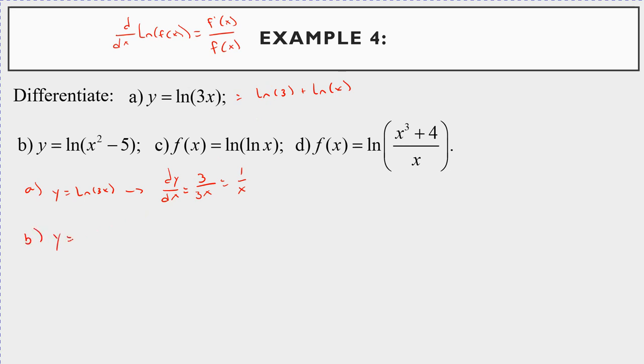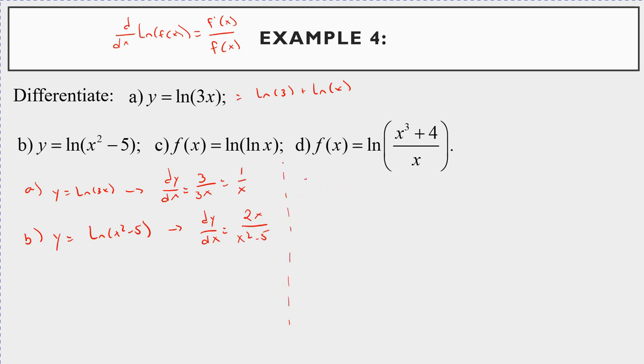All right, so y is equal to the natural log of x squared minus 5. So dy dx here. Remember, you take the derivative of the inside. So this is 2x all over x squared minus 5. You just leave whatever's there as is. Okay, let's try this one.